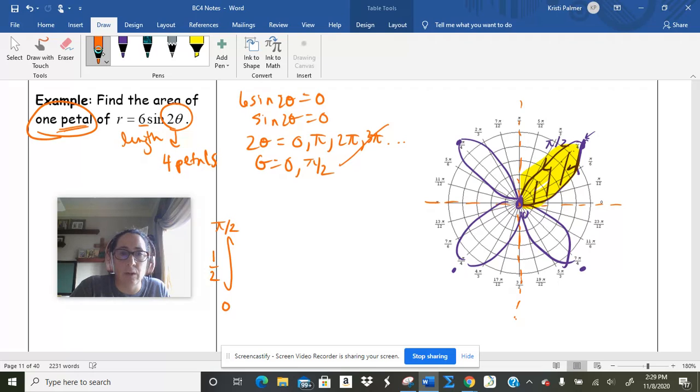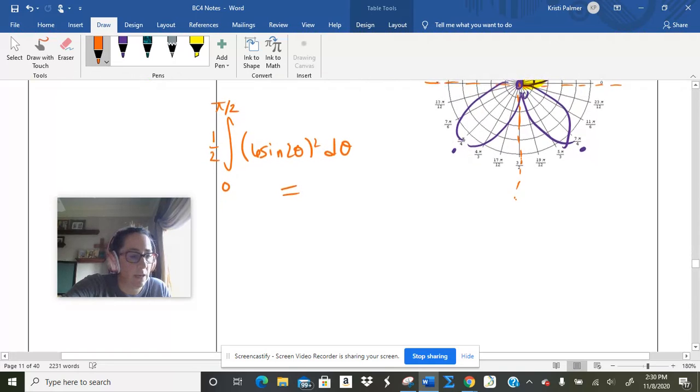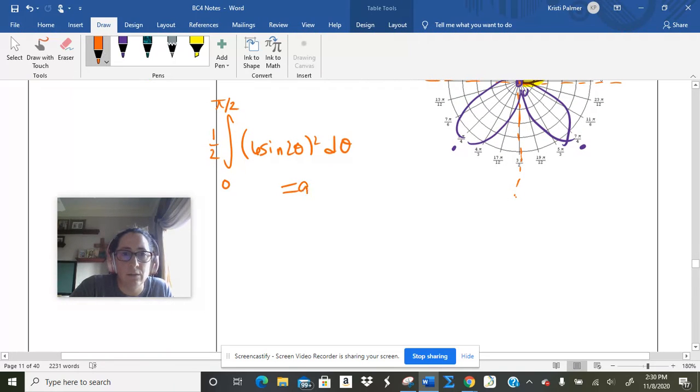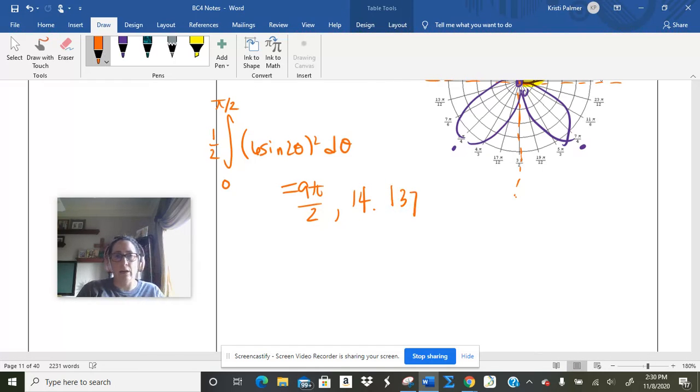So I know I want to do 1/2 the r squared. And this is a calculator active one, so you can go ahead and put that into your calculator. You could try to do it by hand, it's kind of fun. If you did it by hand, you'd get 9 pi over 4, and make sure that you can put that into your calculator to get 14.137.